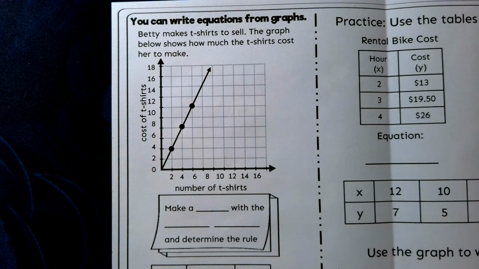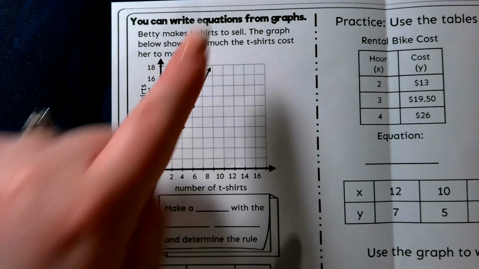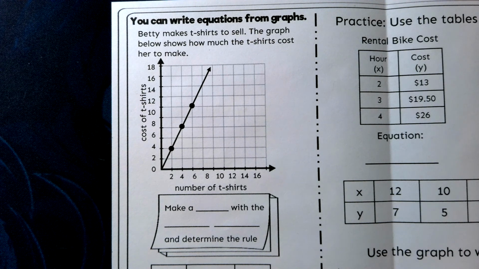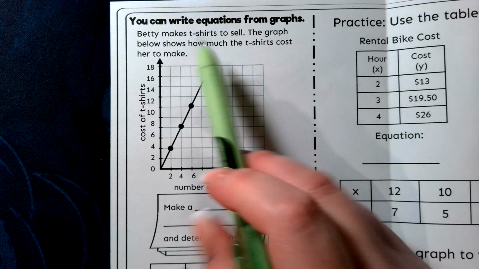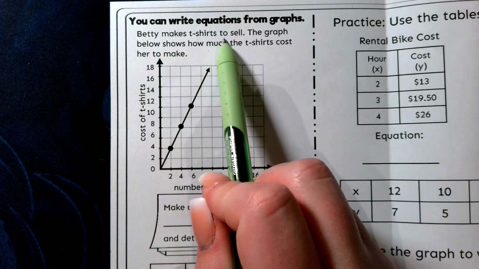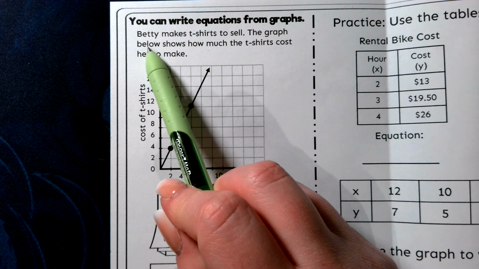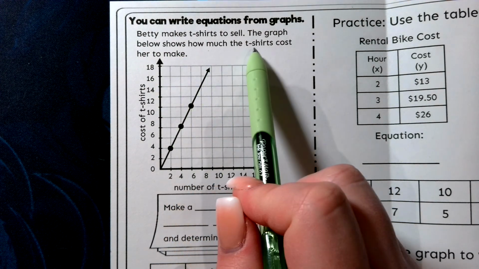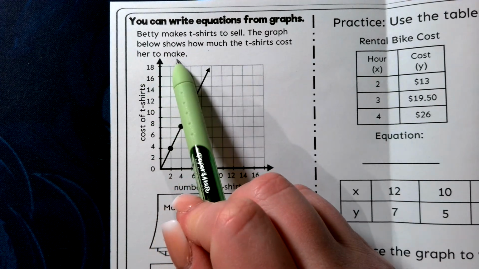All right, now on the inside, we're going to talk about writing equations from graphs. We're going to write equations from graphs. So we see right here, we have a graph, and it says Betty makes t-shirts to sell. The graph below shows how much the t-shirts cost her to make.